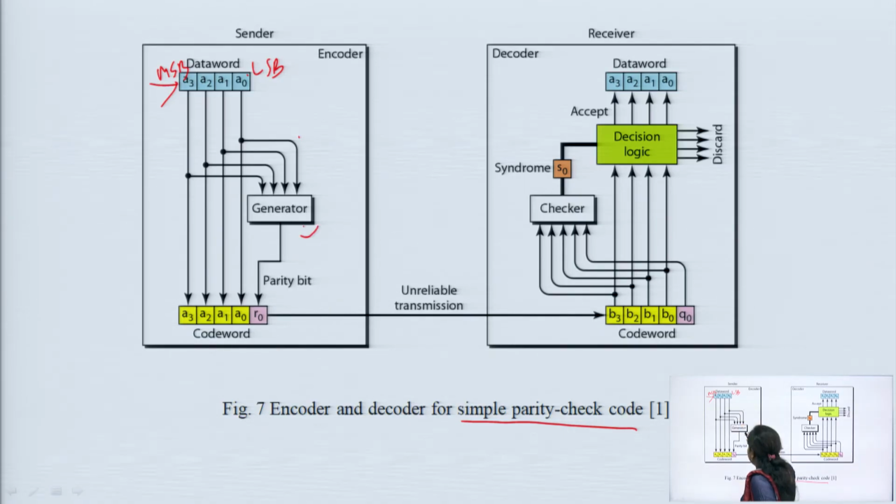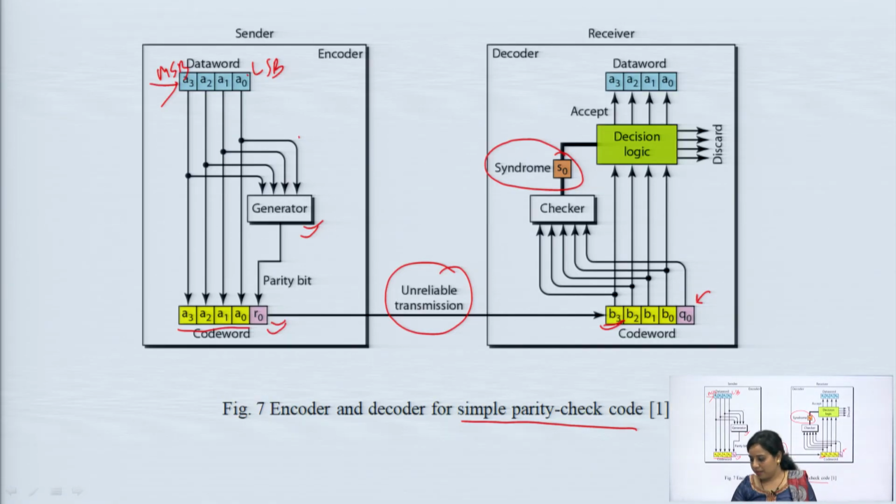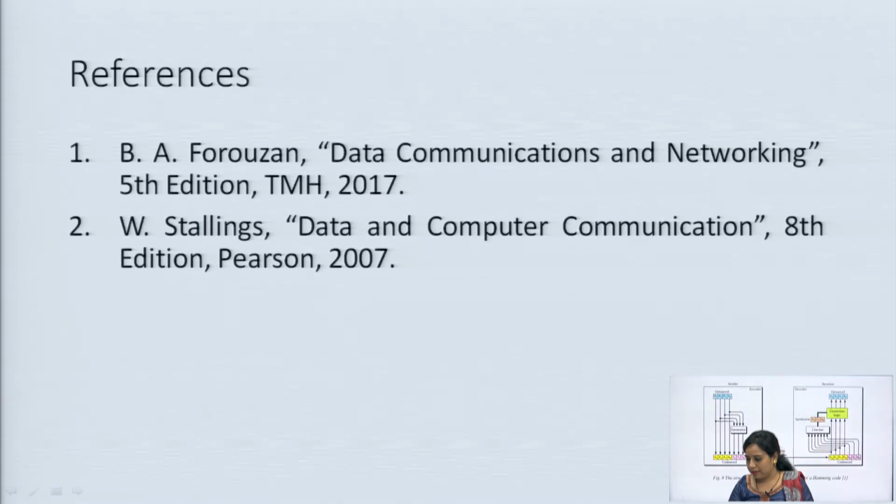This is applied to the generator, where the generator will add the parity bit depending on the combination of the data bits, and then it is transmitted using this unreliable transmission. At the receiver side, you can see that these bits will be received along with the parity bit, and then this is checked at the receiver side. Now, this syndrome will calculate the error that has occurred, and it will remove that particular error, and the data will be received at the receiver side. So, this is the encoder and decoder of the simple parity check.